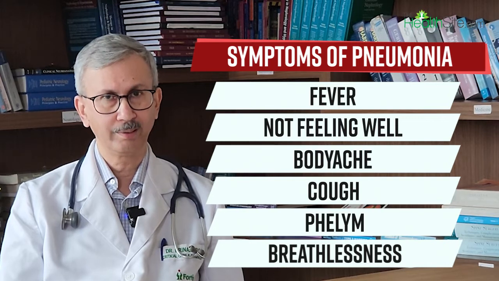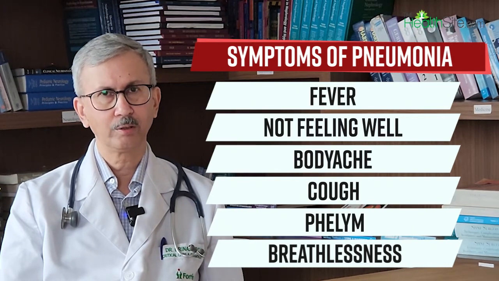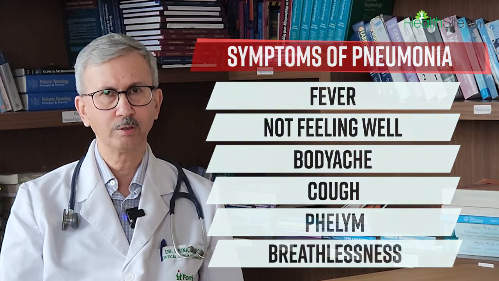Often they would be breathless, and if there is a largish pneumonia which is involving the outer lining of the lungs, what we call pleura, they can also get chest pain. These are the commonest symptoms. Occasionally patients may present by coughing out some amount of blood as well.